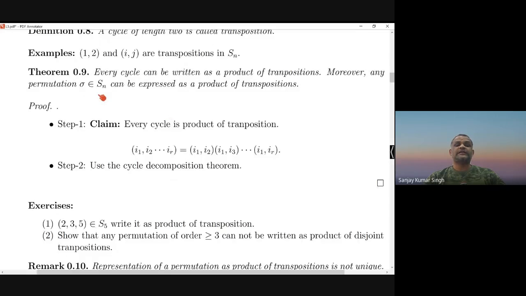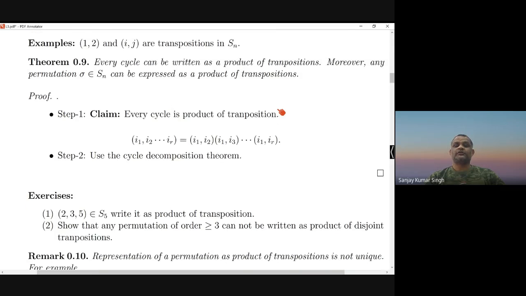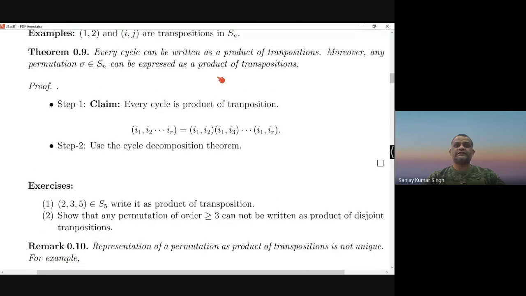Another theorem says that every cycle can be written as a product of transpositions, and moreover any permutation sigma in Sn can be expressed as a product of transpositions. The proof is very simple: if we know the first, then the second can be easily done. The first says you can write any cycle as a product of transpositions. For example, suppose the cycle is (i1 i2 ... ir), then I can write this as (i1 i2)(i1 i3) ... (i1 ir), a product of these.